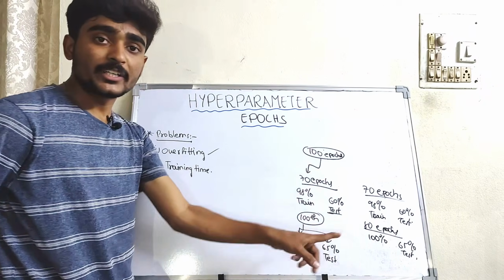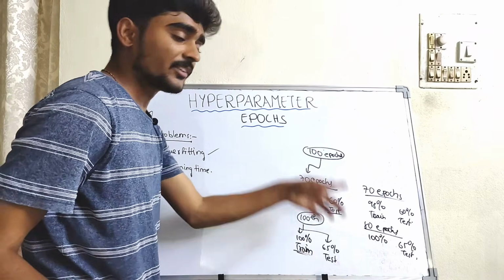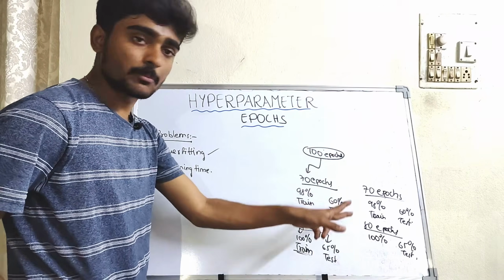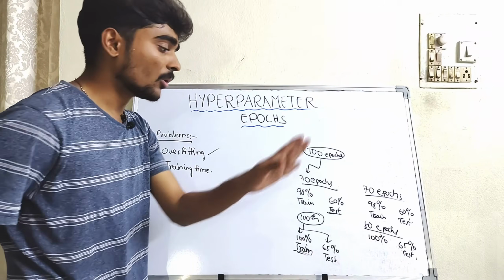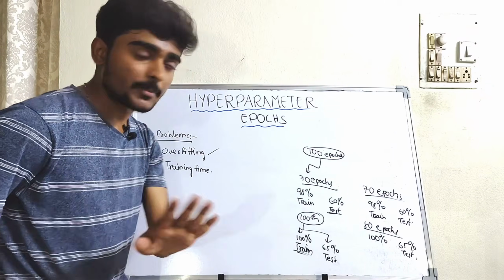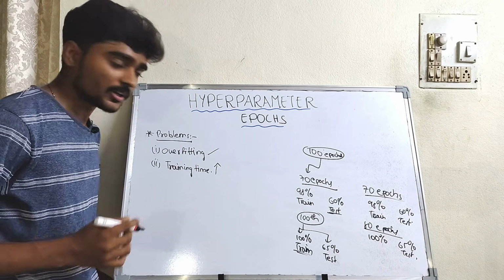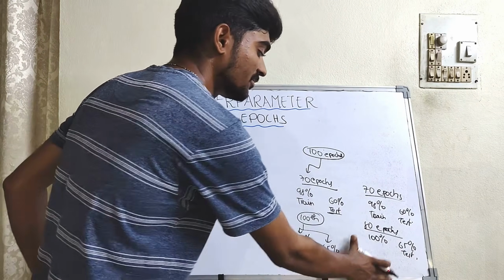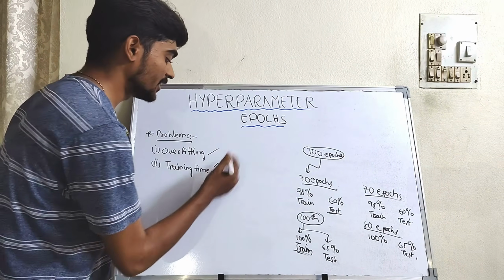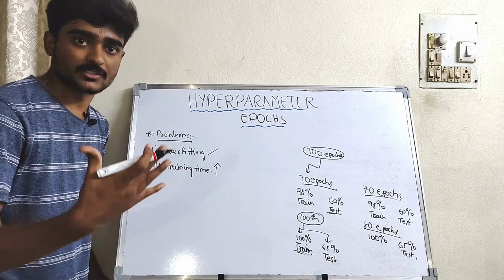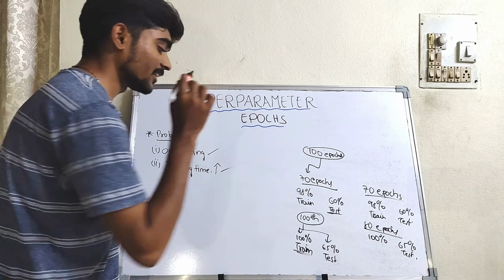So for 20 more epochs, I'm unnecessarily training my model, right? Due to this, what's actually happening? My training time is increasing. Due to the unnecessary running of extra epochs, my training time is being increased. This is basically my second problem.